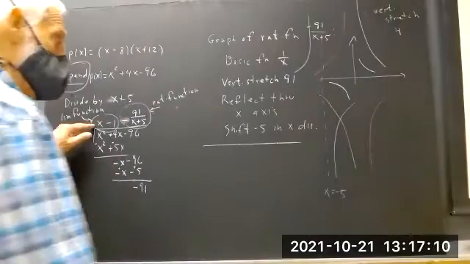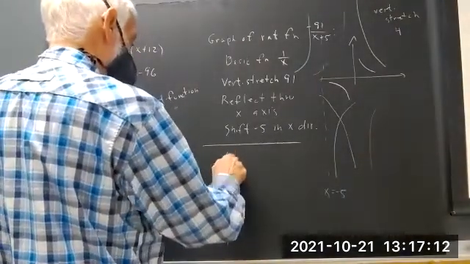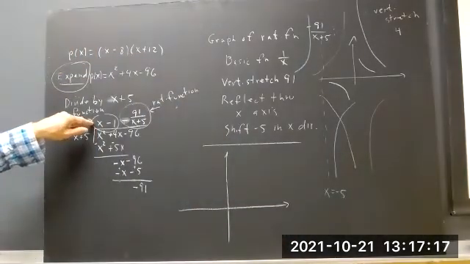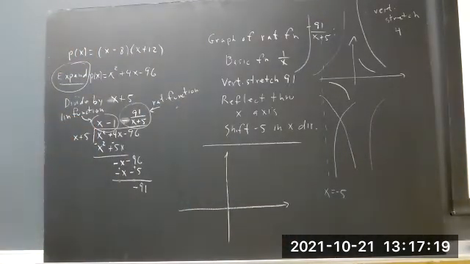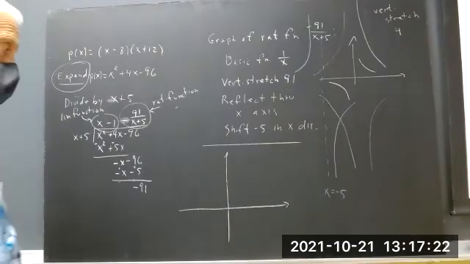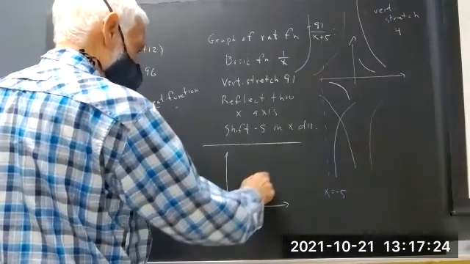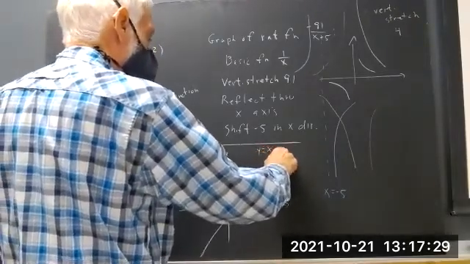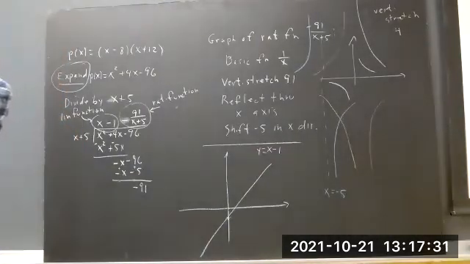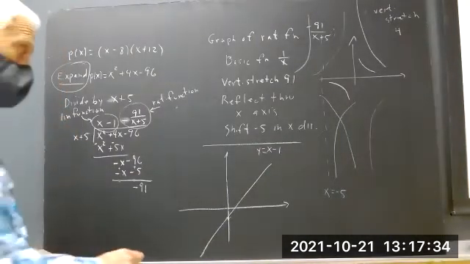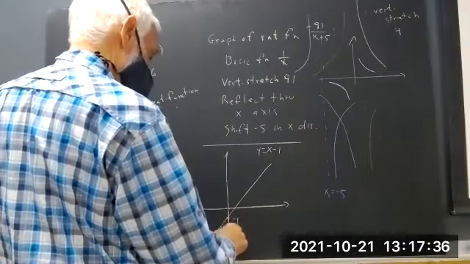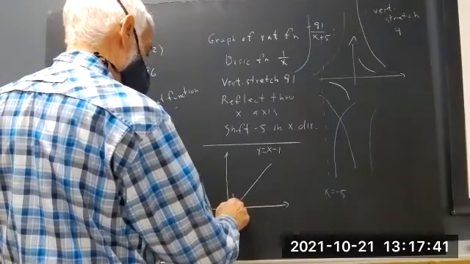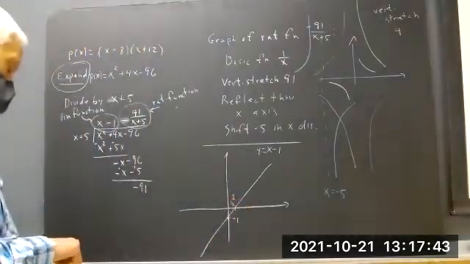Anyhow, now I'm going to do the graph of y equals x minus 1. It has a slope of 1, y-intercept of negative 1. So here is y equals x minus 1.